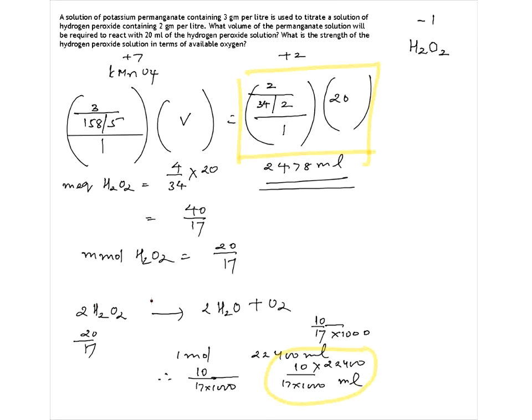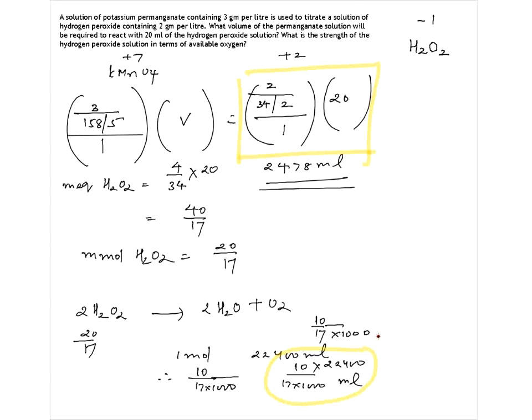Now, when you write this equation, in the mole ratio, this is double, this is single. So what millimoles of oxygen are you going to generate? Oxygen gas. Half of this. That means you will get 10 by 17 millimoles of oxygen. And that means 10 by 17 whole divided by 1000 moles of oxygen you will get, right? These many moles of oxygen.